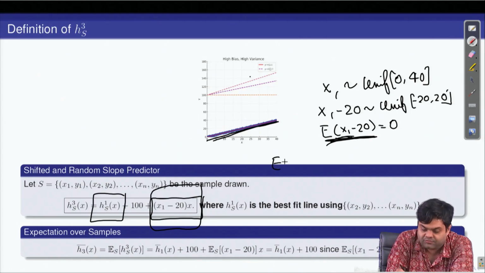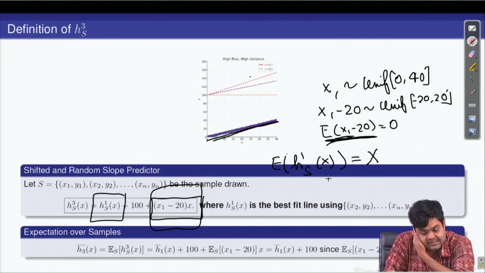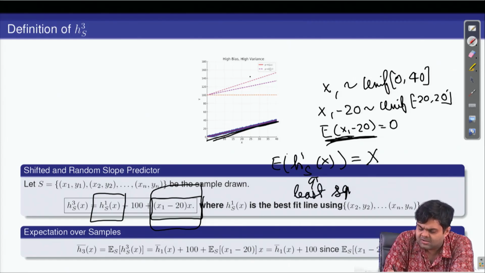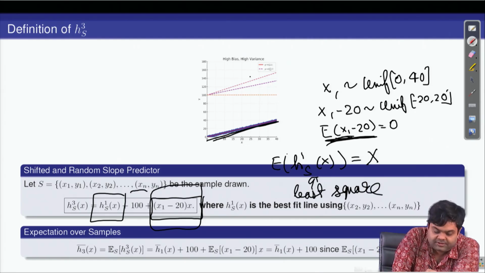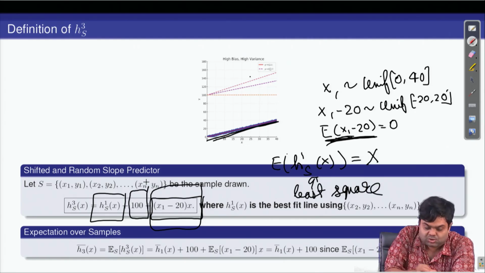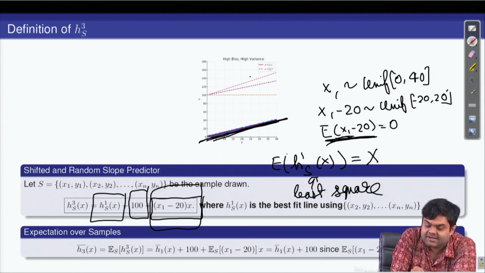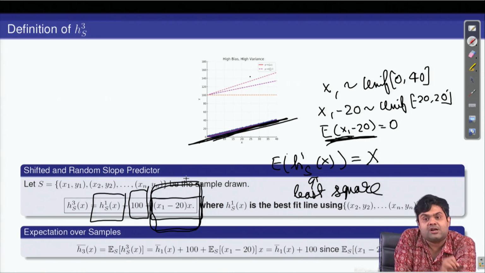So the expected value of h1s x is x. This is because this is the least square fit, and the expected value of this is 100. So this portion keeps it near the actual model. This portion does not contribute to the expected value, it is 0. This portion shifts it up to 100.